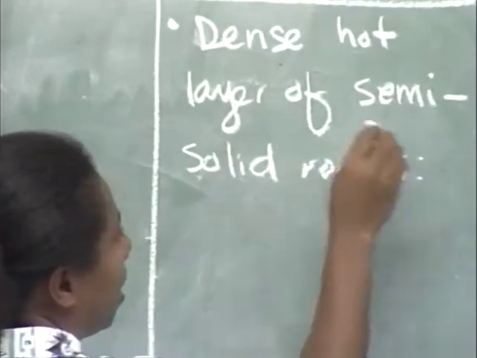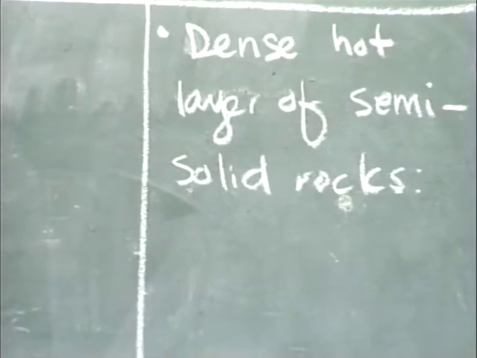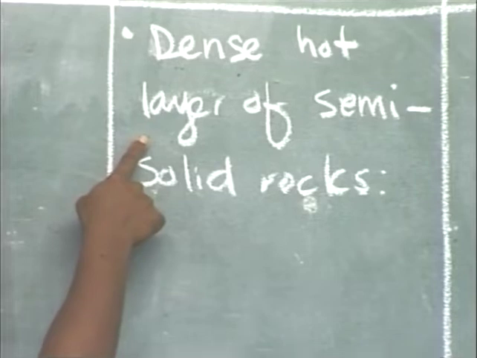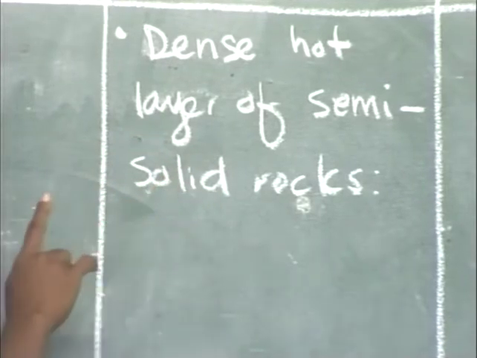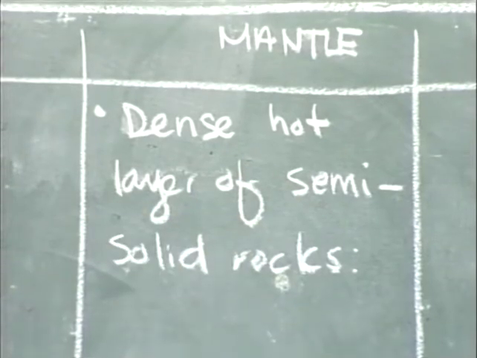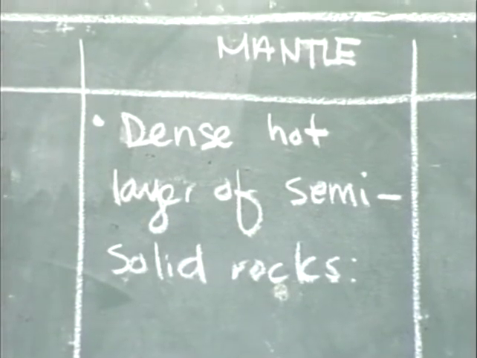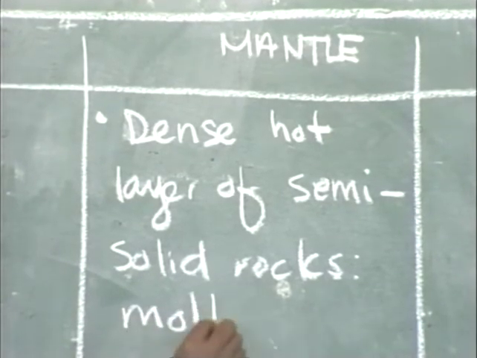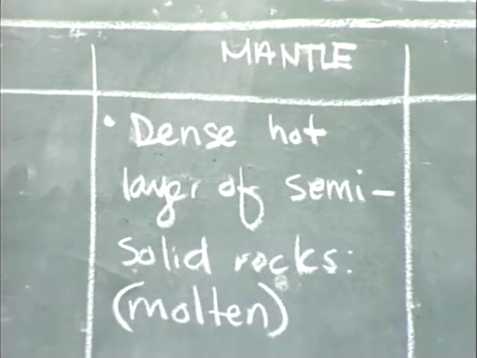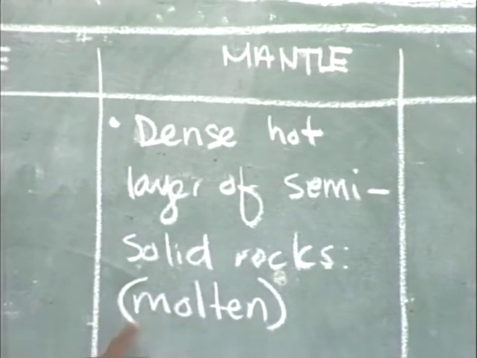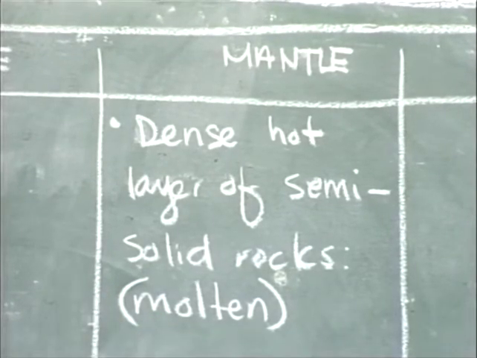Okay, what has been given here? A characteristic, you double check. This particular layer is a dense, hot layer of mainly semi-solid rocks. If we are looking at semi-solid, what would be another term that you could use to describe semi-solid? Molten. Okay, good. So now you have found out that this second layer, which is the mantle, is semi-solid, or you can refer to that layer as being in a state of molten.